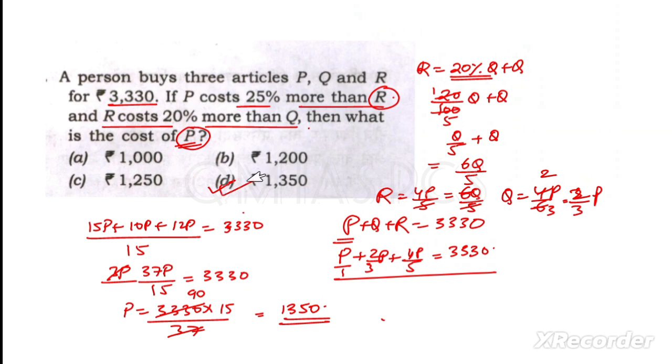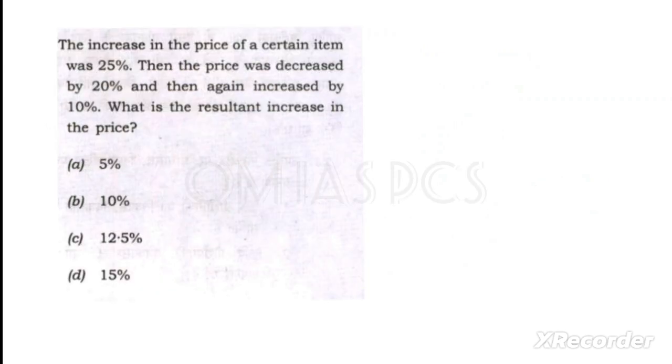Is it clear? Okay, so let's move to the next question. This question is from 2022. The increase in price of a certain item was 25%. Then the price was decreased by 20% and then again increased by 10%. What is the resultant increase in the price?